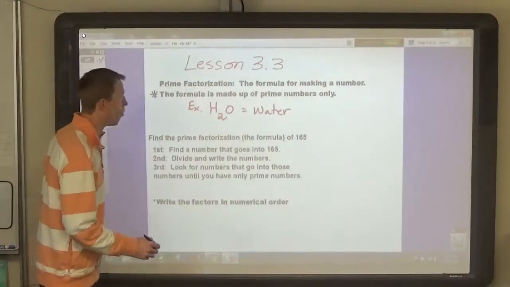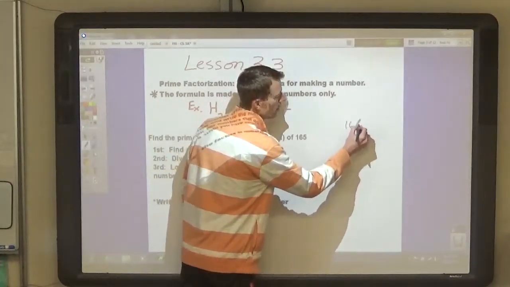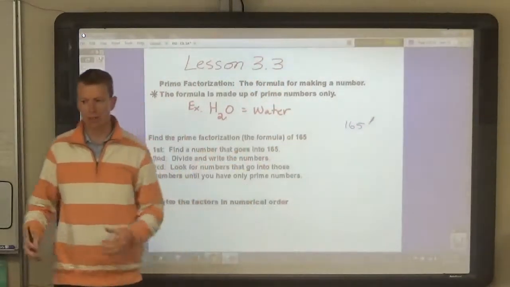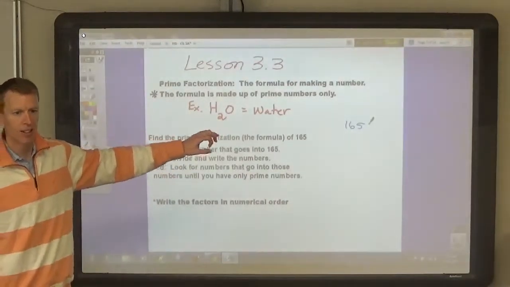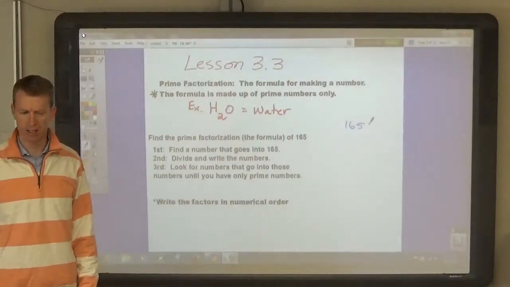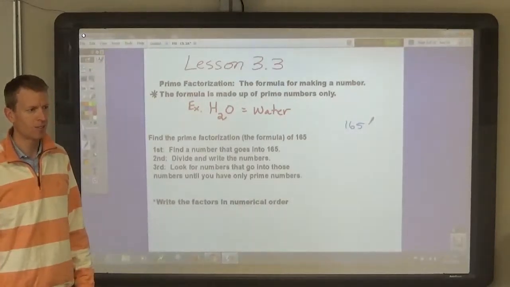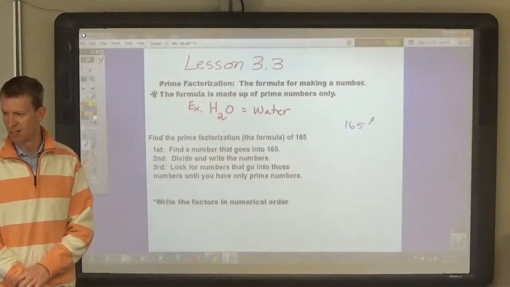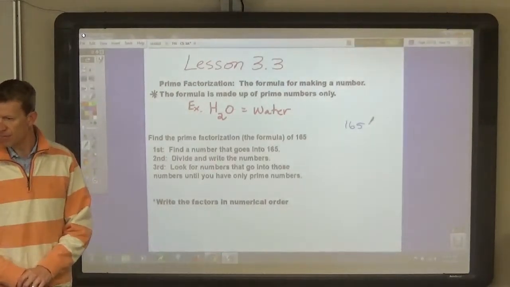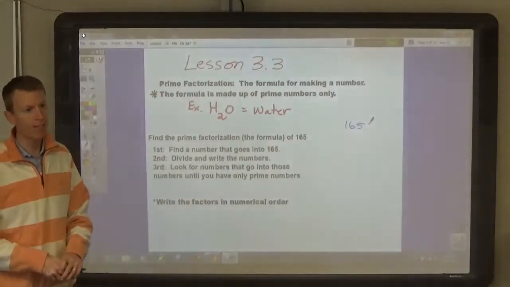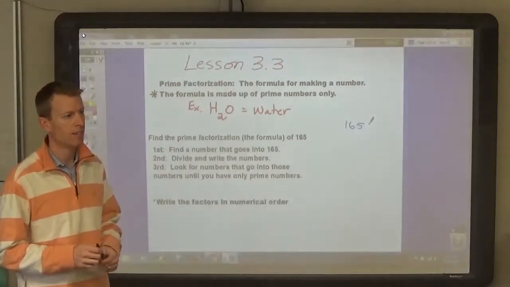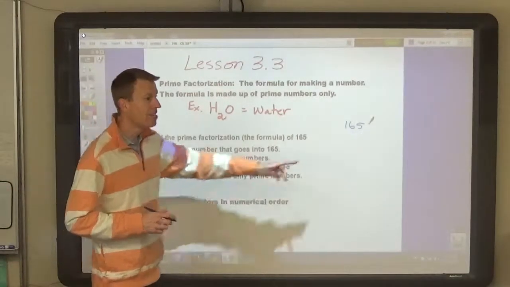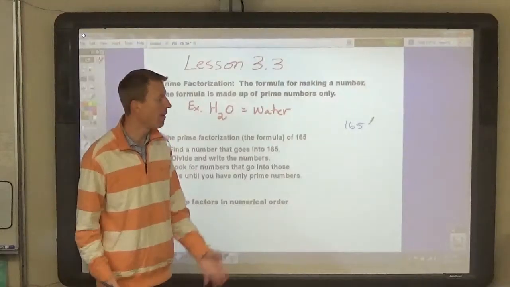Okay, let's take the number 165. And based on what we know about the rules of division, you can look at that number and see there's a number that goes into it. Right? What number goes into 165? Yes, it has to be evenly. What is a factor of 165? Danny? It ends in a 5, so we know that 5 is a factor.